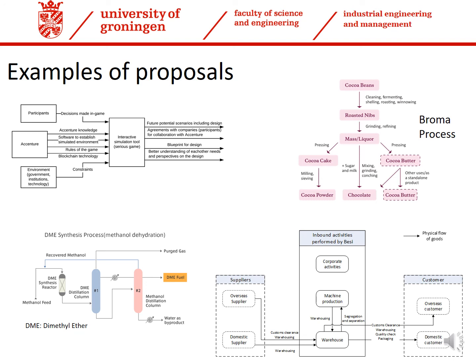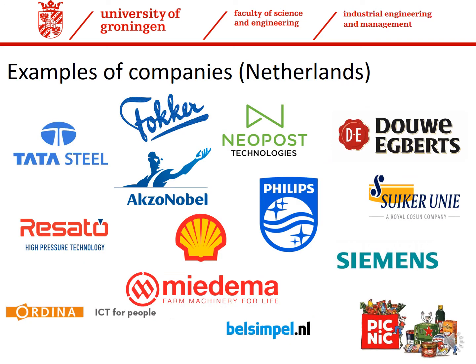And again, another example is a cocoa beans company, a famous company in Zaandam, and also dimethylator. This was for Shell actually. We have different examples, of course, of proposals, the projects that we have worked on in the past. Companies mostly from the north of the Netherlands, but nowadays we also work a lot in the west, and more recently we have been working also a lot with Resato and Philips. With Philips, we always have 2 or 3 students in parallel.